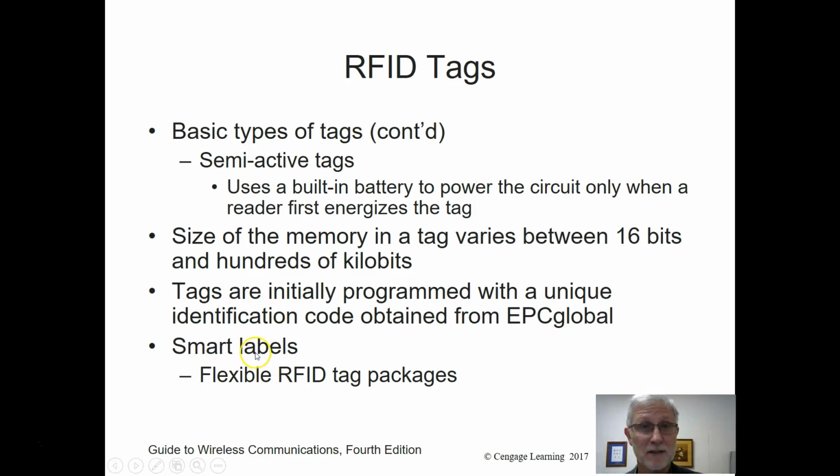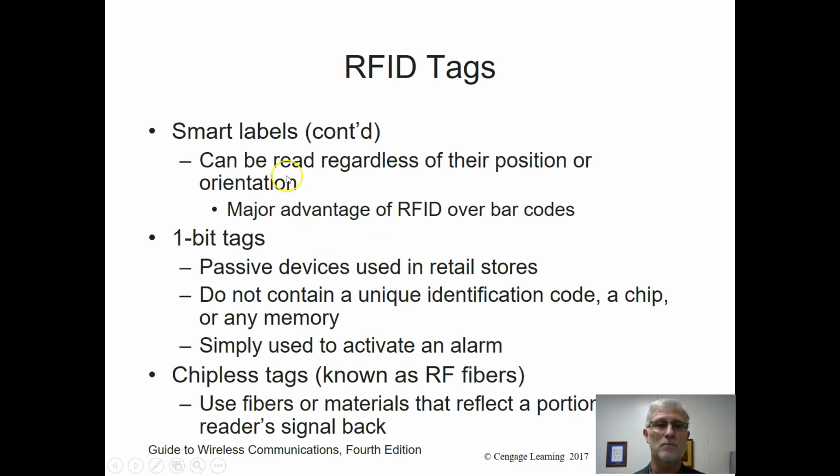Now, there's one other type that's coming up here called smart labels. It's basically a flexible RFID tag, so you can do other things to it. Now, it can be read regardless of position or orientation, and it definitely has an advantage of RFID over barcodes. With a barcode, you wouldn't go to the grocery store and try to read it. You have to have the package in the right position. Well, with smart labels, I can go anywhere I want. It can be in any position or location, and it still can be read.